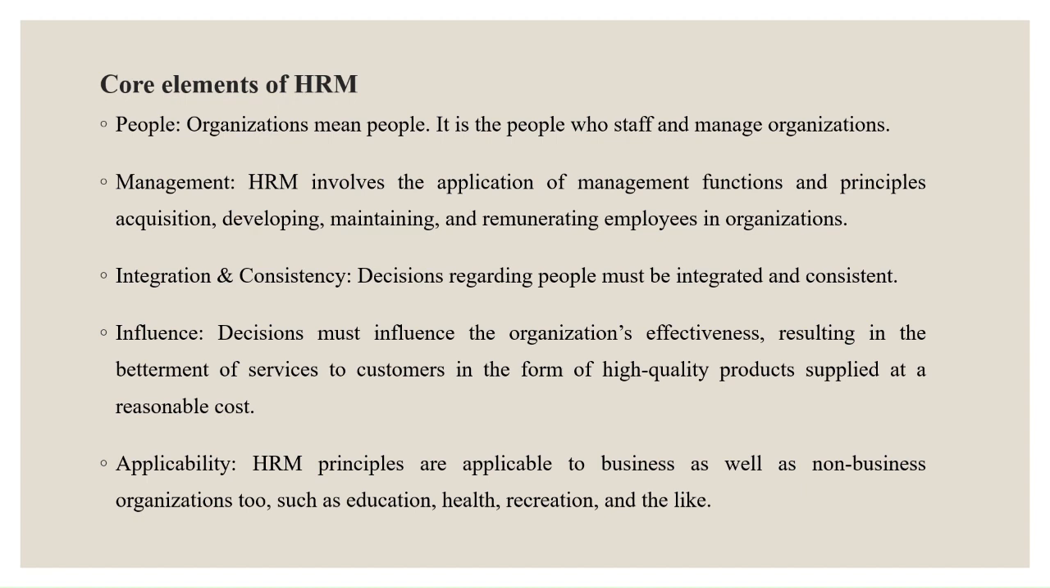And then again, influence. Now decisions must influence the organization's effectiveness, resulting in the betterment of services to customers in the form of high quality products supplied at a reasonable cost. Now this tells about what decision an organization takes. It should be effective. Now what does effectiveness specify? You're doing something better. Your output should be of high quality. It should not be at a very low rate. Now again this tells about the applicability.